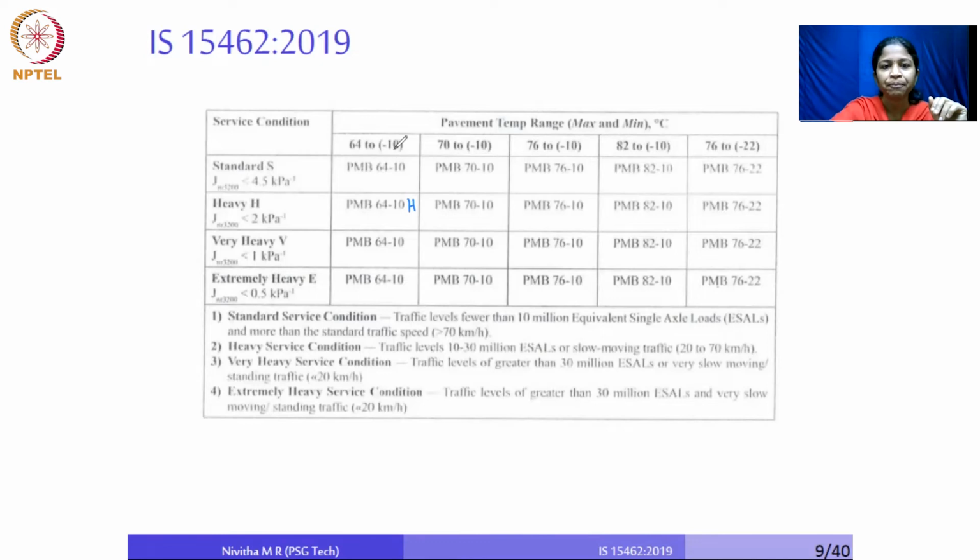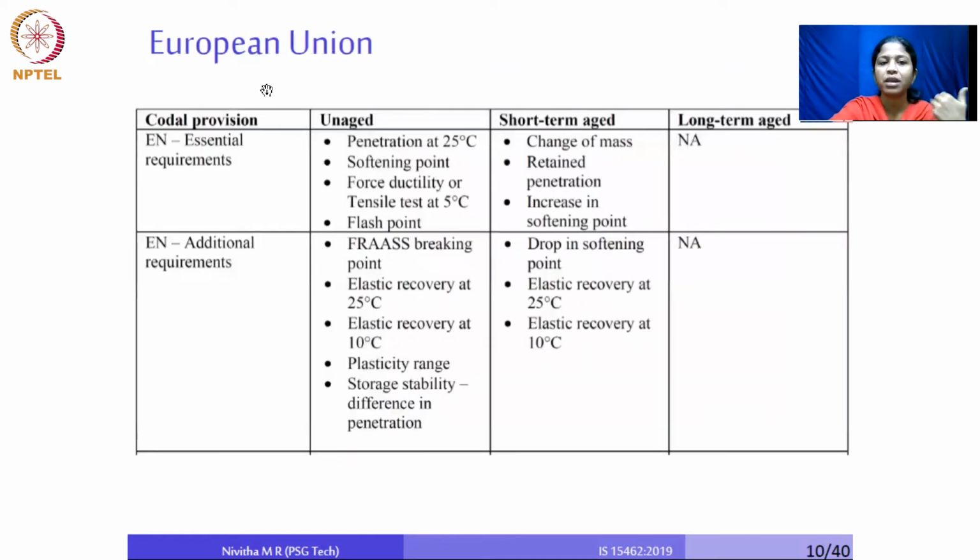Which means that this binder will give the desired performance. Again, what is this desired performance? You have learned it from the PG lectures. So this binder is going to give you the desired performance for a climatic range of 64 to minus 10 and a traffic condition which corresponds to heavy. So this is how we grade binders using the IS 15462 2019 specification. Now we will look at some of the other codal provisions available across the world.